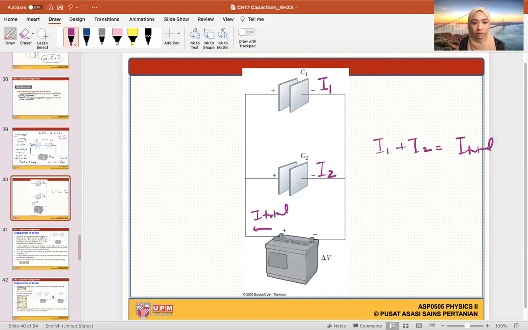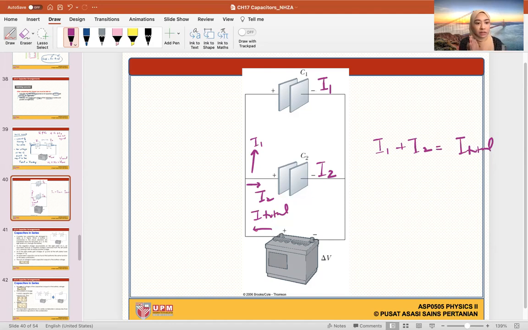Now this is about current. What about the voltage? So this is I total, this should be I1, and this should be I2. Okay. You can imagine current like energy cannot be created or destroyed. If you have I total, you will end up with I total. Tak ada I total plus I1, tak ada. I total is the maximum that you can have. So it can be divided into many I's, but in the end, they will all recombine to become I total.